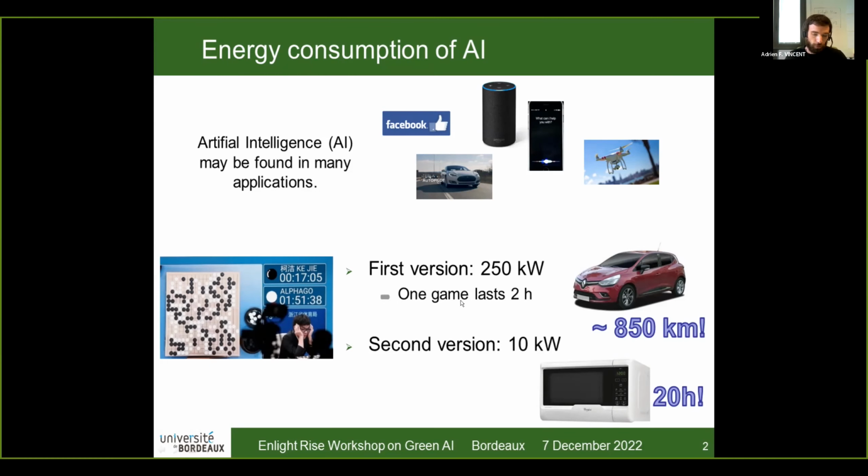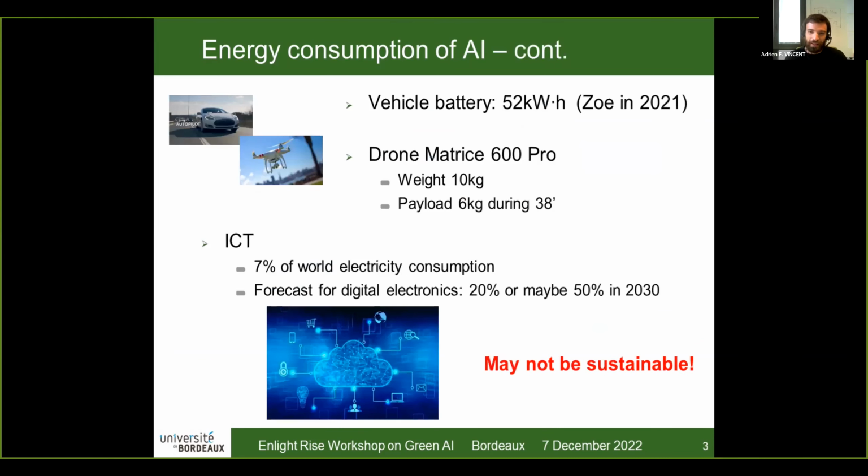But again, for 2-hour-long games, it's equivalent to running your 100-watt microwave oven for 20 hours. Okay, so as we might imagine, that might be a real issue regarding, for example, embedded solutions, which means systems that are not connected to the power plug, like electric vehicles, drones, your smartphone, for example.